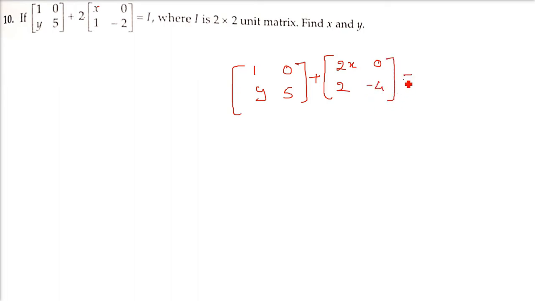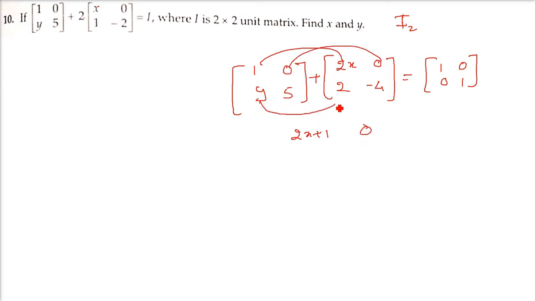And this is equal to the identity matrix. The identity matrix is what? 2 by 2 with the diagonal as 1. All the diagonal will be 1. Now, add these two. 1 plus 2x is 2x plus 1, 0. Y plus 2 is 2 plus y. 5 minus 4 is 1. So this equates to the identity matrix, 1, 0, 0, 1.